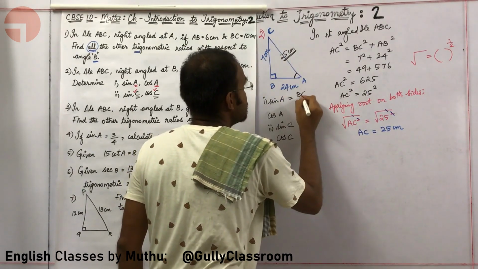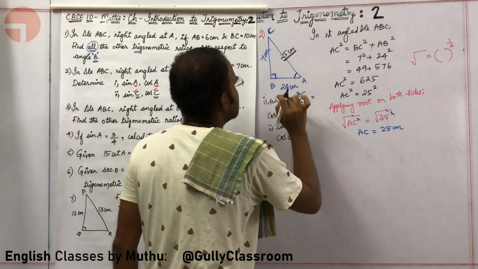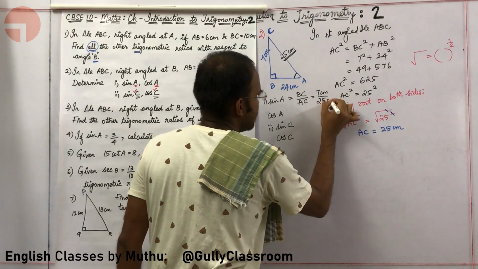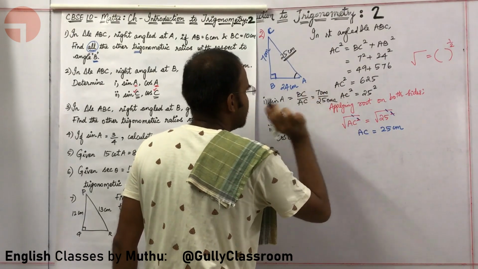BC is the opposite side, AC is the hypotenuse. Okay, so what is the value of BC? 7 centimeters. What is the value of AC? 25 centimeters. If I cancel this and this, the answer is simply 7 by 25.